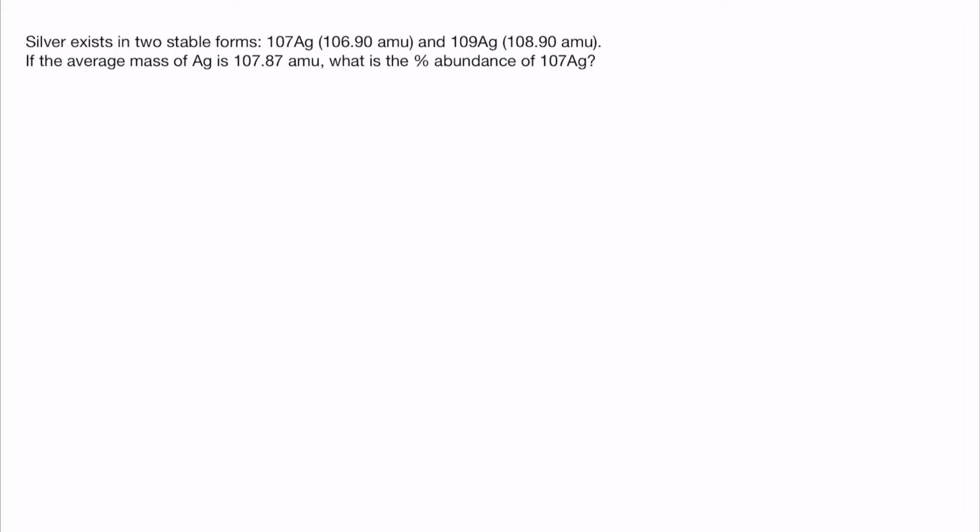Today we're going to take a look at a percent abundance problem, where we are given the mass of two stable forms of silver along with the average mass, and we're tasked with finding the percent abundance of one of these isotopes. So these problems are relatively straightforward once you know the overall format of how to work with them.